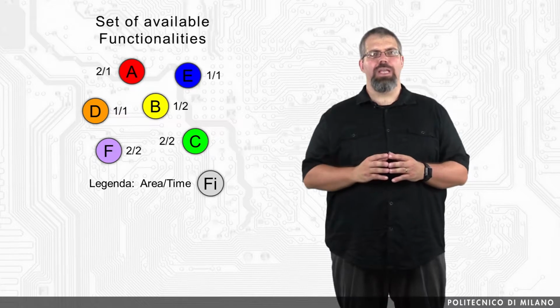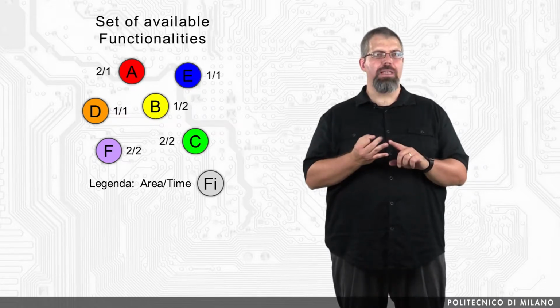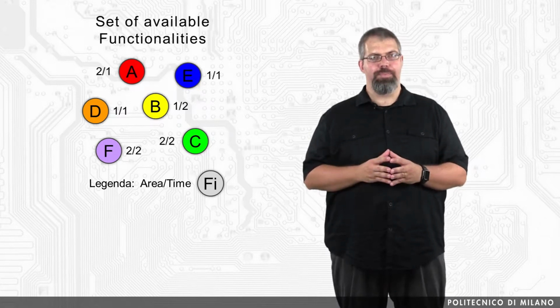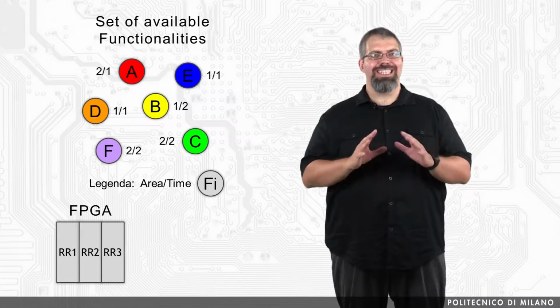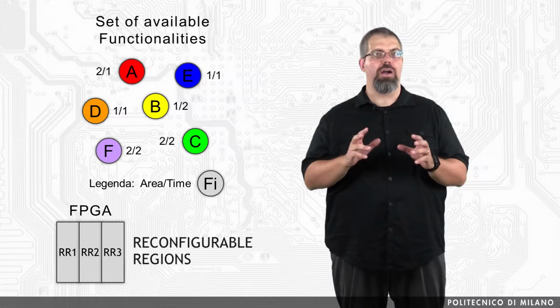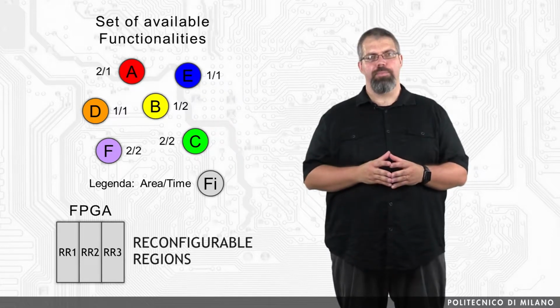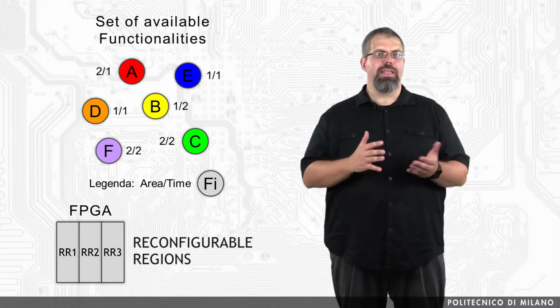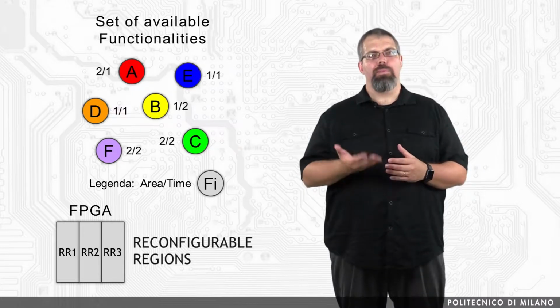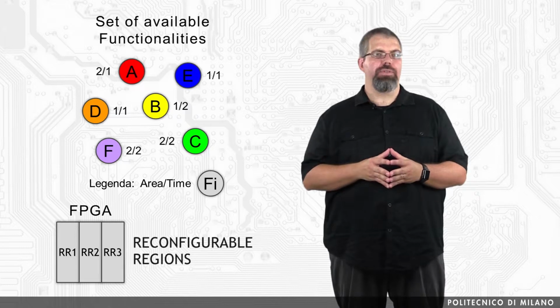Within this example, we have 6 functionalities, A, B, C, D, E and F, that have to be implemented on the FPGA. Just for the sake of simplicity, we are considering the FPGA as a homogeneous device that has been partitioned in 3 reconfigurable regions, RR, in a monodimensional way. Monodimensional means that the height of the region is as high as the FPGA, while we are playing on the length to define the area of the region.